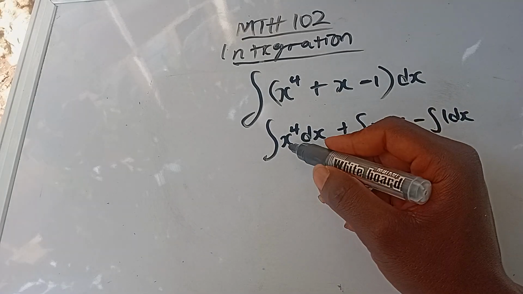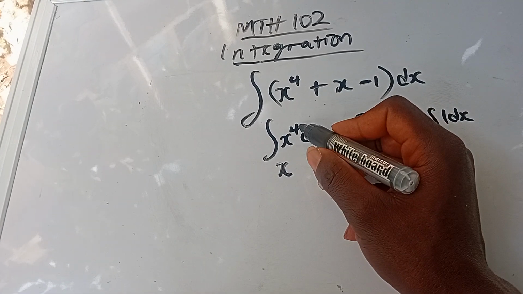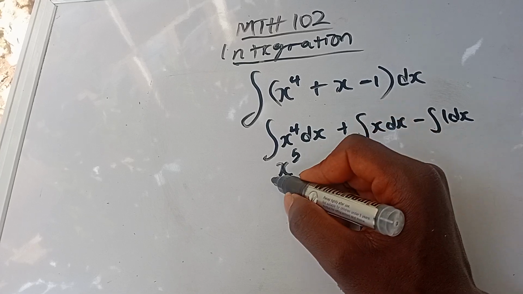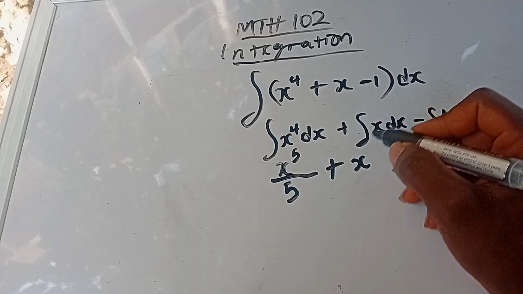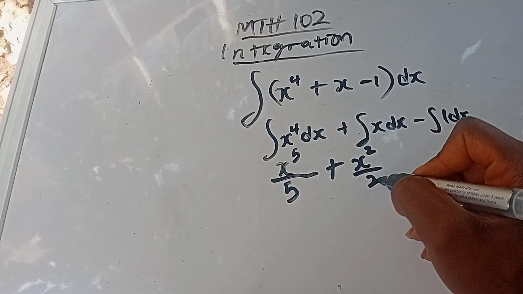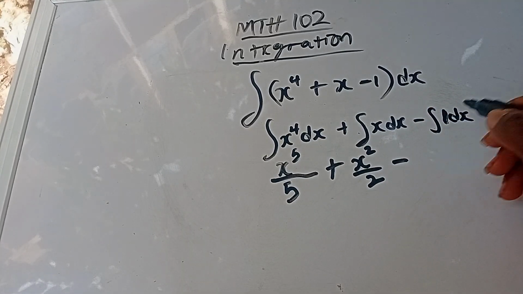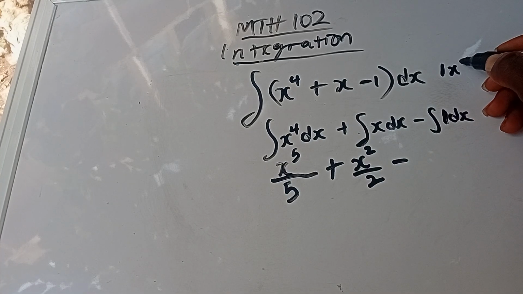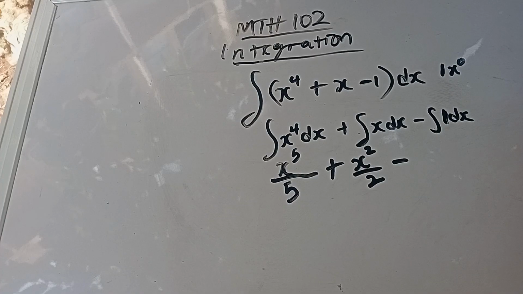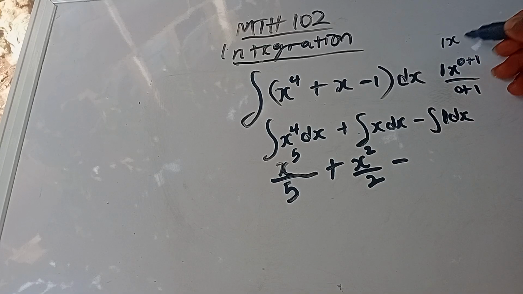Since it's addition and subtraction, you can split each into their various steps. So now, if you integrate this, we get x raised to power. Don't forget, you add 1 to the power. This becomes x to the 5 over 5. Plus, if you integrate this, there is 1 there already. You add 1 more, x squared over 2, minus. If you integrate 1, that one doesn't contain x. You can write it as 1 times x raised to power 0. So if you add 1 to the power, this becomes 1 times x raised to power 1 over 1.